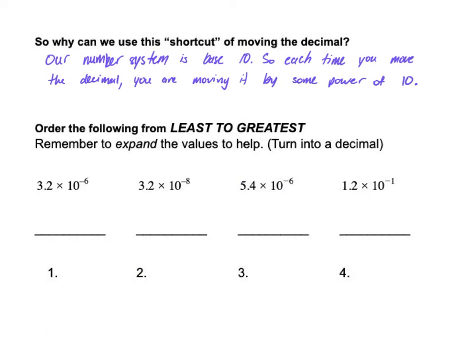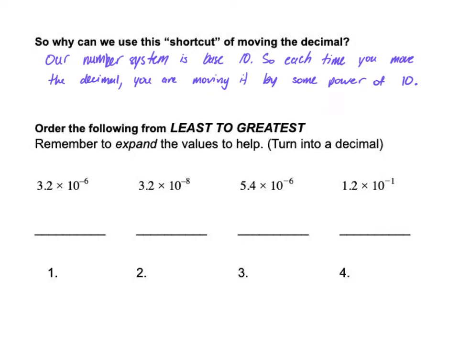All right, so you might be wondering, why can we use the shortcut of just moving the decimal? Well, our number system is base 10. And so what that really means is we count, and we get up to 10, and then we start over. 11, 12, we get the teens, then the 20s, then the 30s, 40s, 50s, 60s, all the way up to 100s. All right, 100s are just still base 10. Then multiply that by 10, you get 1,000. Multiply it by 10, you get 10,000 and 100,000.